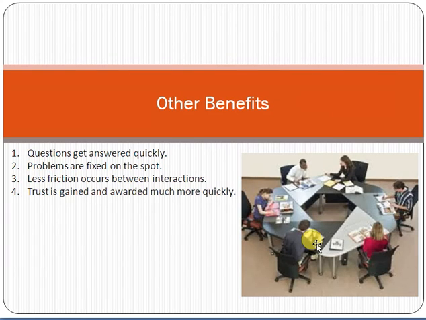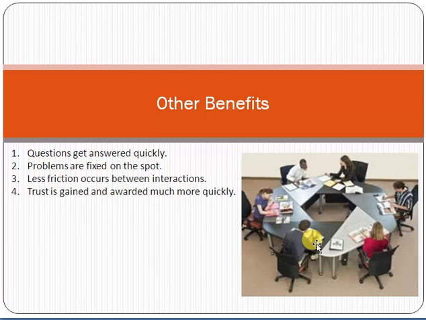Problems are fixed on the spot. That means whatever the problem is, you can just talk with them, and hopefully you will definitely get it resolved on the spot. You don't need to go to some other person, some other location, you don't need to go somewhere else. All the resources are at one place, and things get resolved in a very speedy manner.